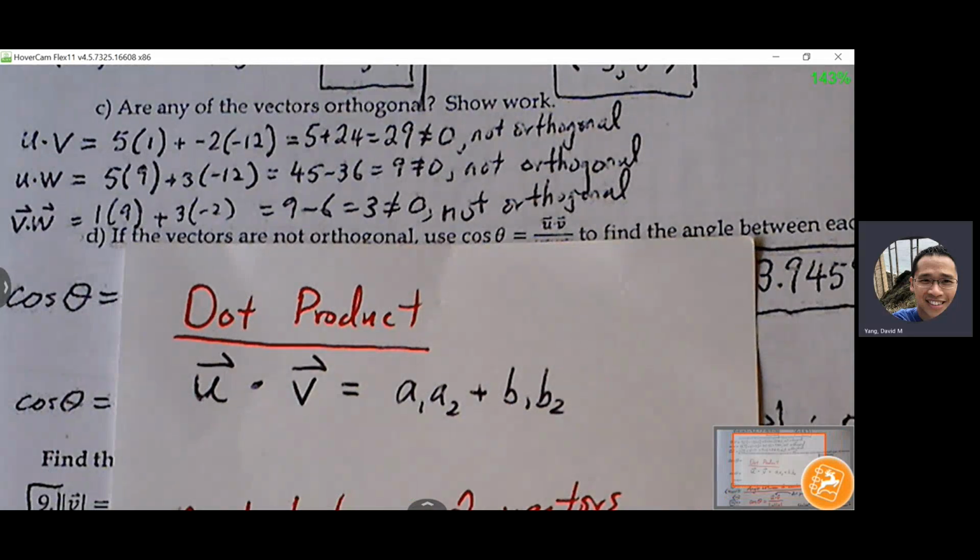Okay, so U dot V is equal to 29. Dot product of U and W is 9. Dot product of V and W is 3, and none of them equal 0, so we know none of the two vectors are arranged in a way where they're 90 degrees intersecting with one another.